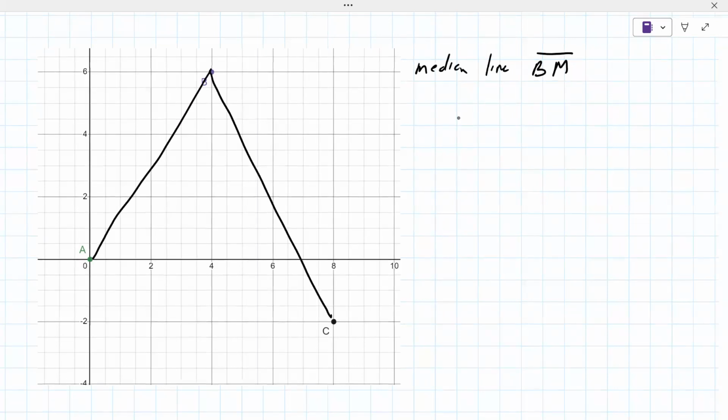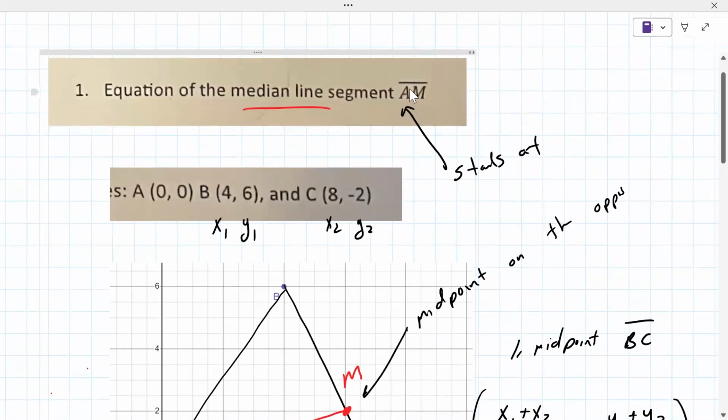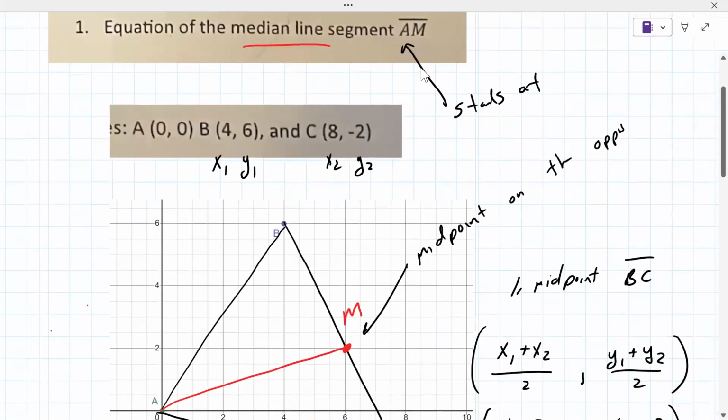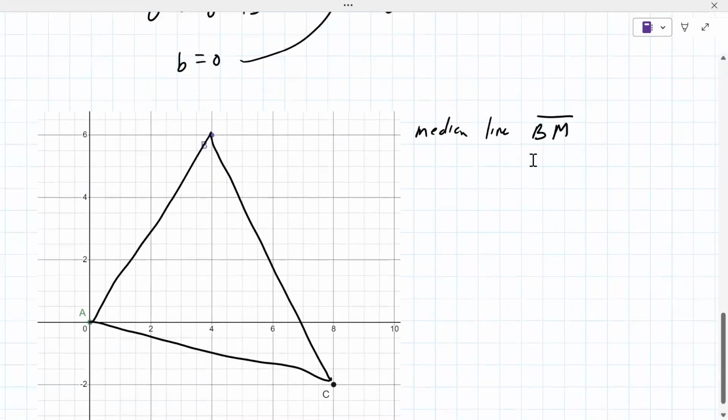I'm kind of confused on the BM thing. Okay, let's go back to the previous problem. You're finding median AM. Which was the vertex? Oh, A. Why was it A? Because that's what it starts at. Maybe. Yes. So what is the median line? What is the B vertex here? B would be the vertex.